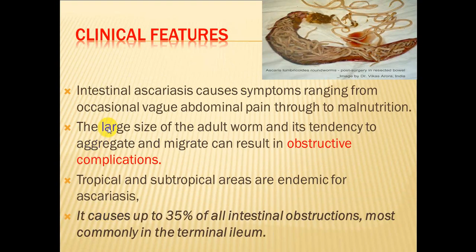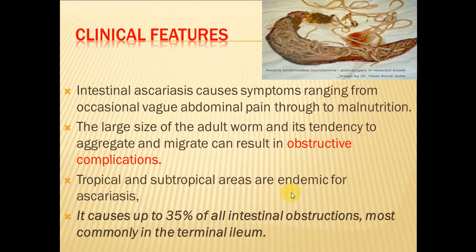Clinical feature: intestinal ascariasis causes symptoms ranging from vague abdominal pain through malnutrition. Given the large size of the adult worm and its tendency to aggregate, it can cause intestinal obstruction, as seen in this picture. This child presented with abdominal pain, repeated vomiting, and absolute constipation, features of intestinal obstruction.